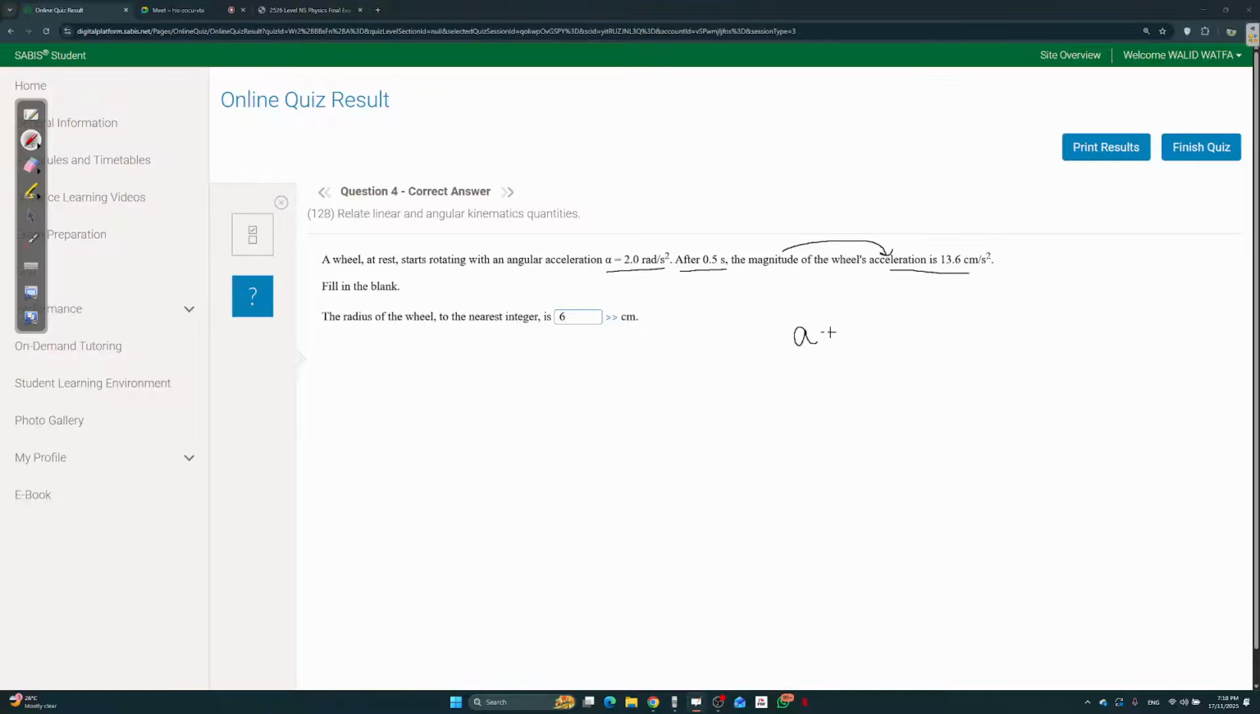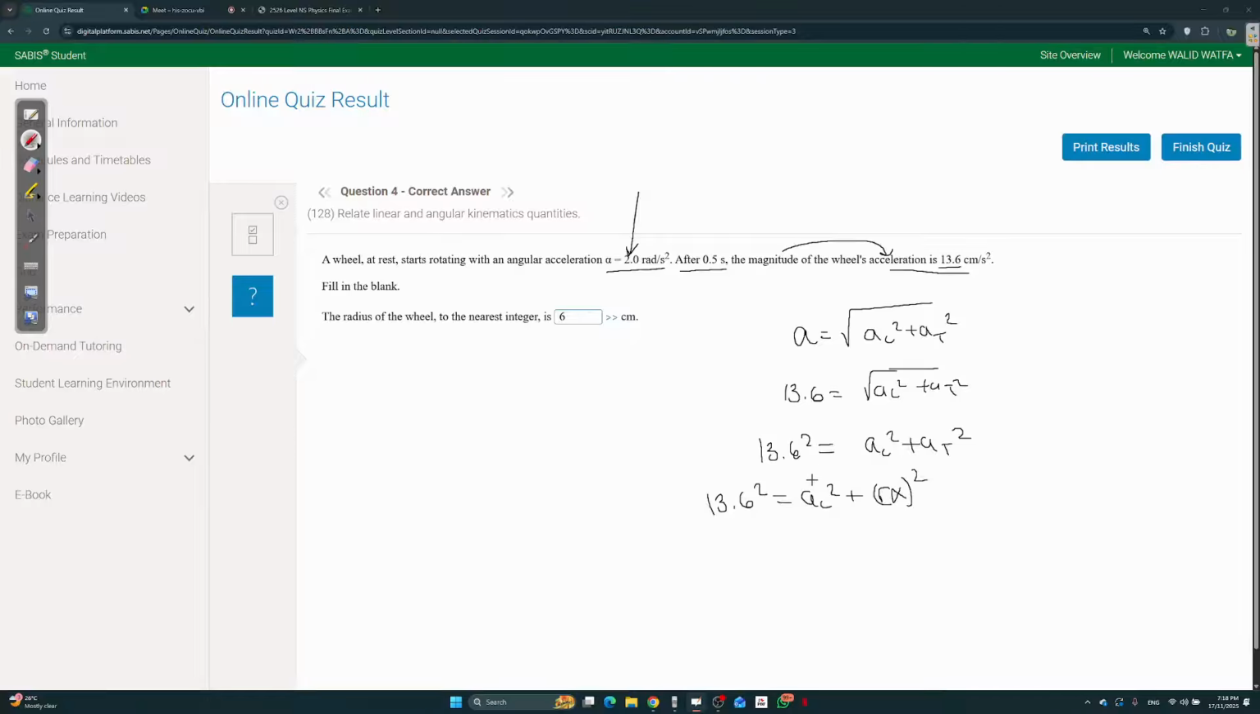There's only one formula for the magnitude of the acceleration, and that's a is equal to radical ac squared plus a tangential squared. They told us this is 13.6, so 13.6 is equal to radical ac squared plus at squared. Let's get rid of this radical, so we're going to get 13.6 squared equals ac squared plus at squared. They gave us alpha. Can we find at? Yes, we can. A tangential, remember, is simply r alpha. So r alpha squared.